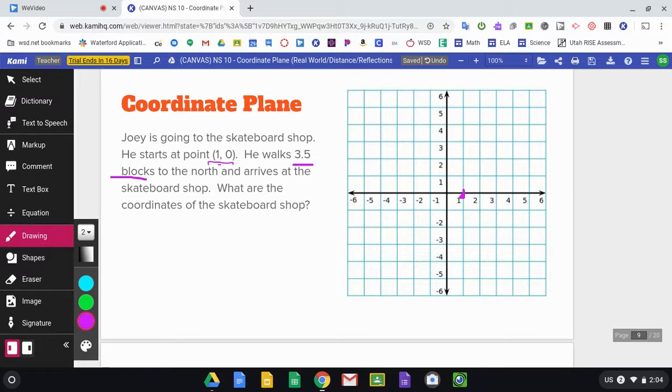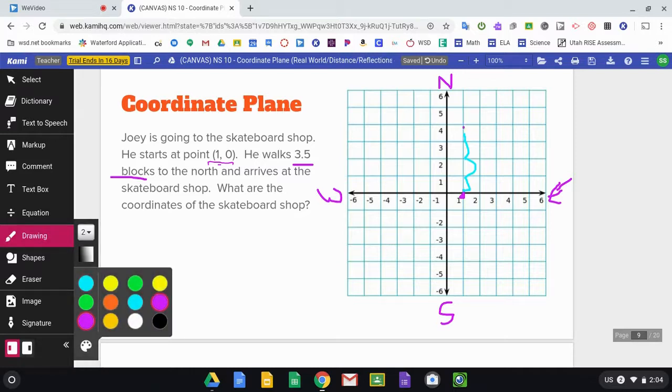Now, we've got to pretend that this is a compass. Never eat soggy waffles, right? So 3.5 north. So he's going to start here and go 3.5 to the north. So we go 1, 2, 3.5. And this is where the skate shop is.